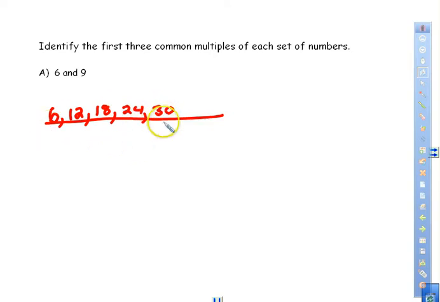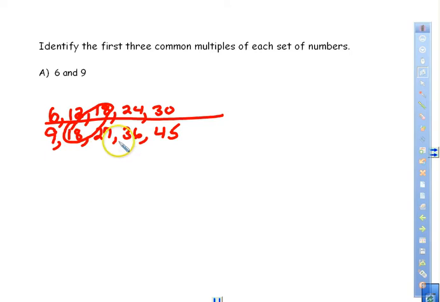I like to list the first 5 to get started. We can always go back if we need to and add more. So then we're going to go with 9. So 9 and then 18. 9 more is 27. And 9 more is 36. And 9 more is 45. So now I can look to see what my common numbers are. And I can see that 18 is my first.